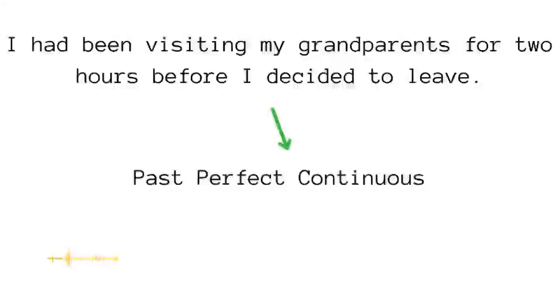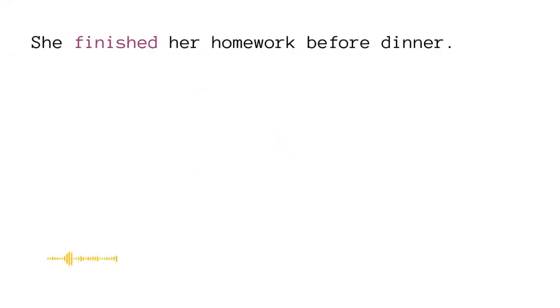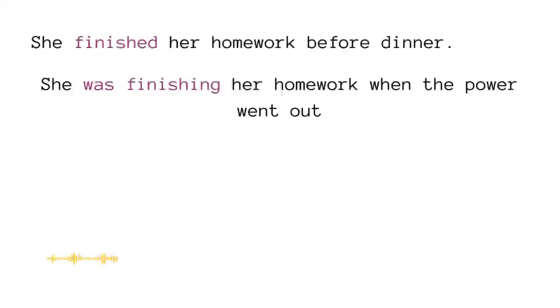And the last one will be I had been visiting my grandparents for 2 hours. This is the past perfect continuous. Now let's have a look at she finished her homework before dinner. She was finishing her homework when the power went out.